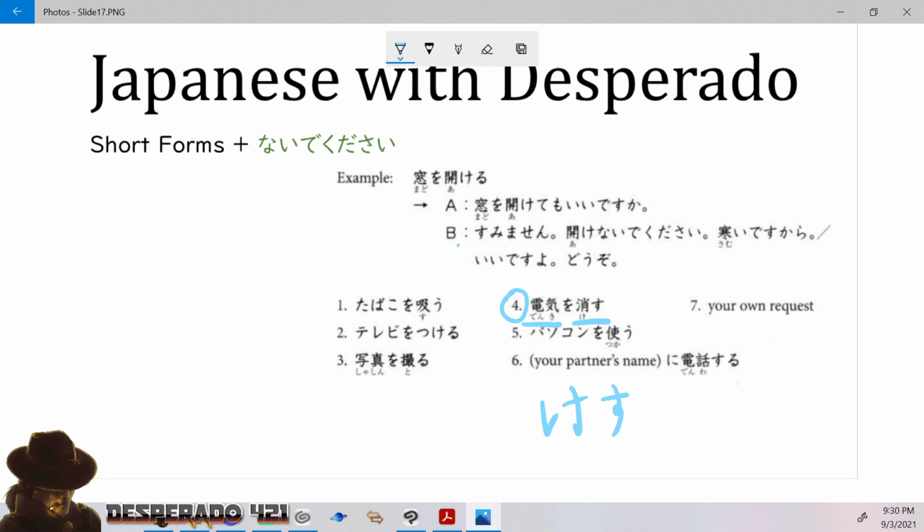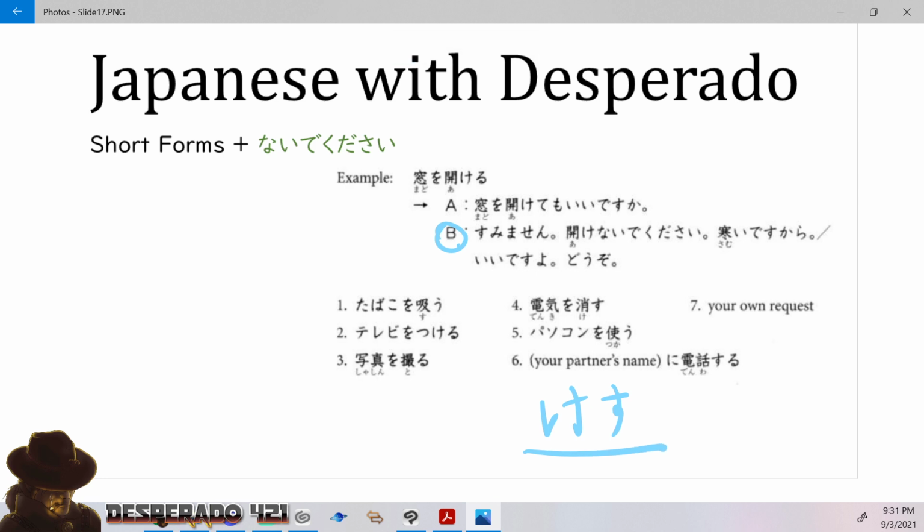So, Ellie, you are A. Is it just kesute? So su becomes shite. Keshite? Very good. So denki o keshite mo ii desu ka? Very good. Denki o keshite mo ii desu ka? Very good. Lavitz, yes, you're B.